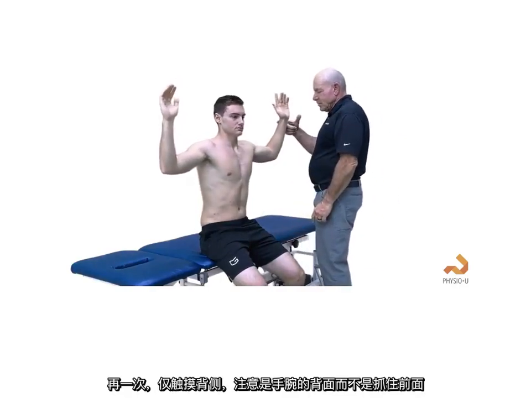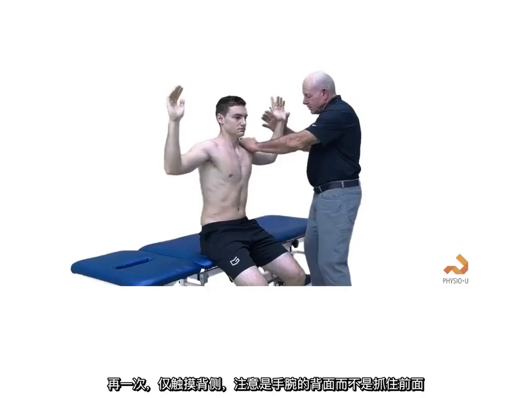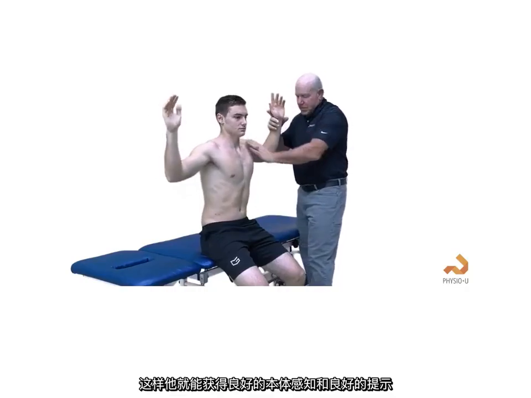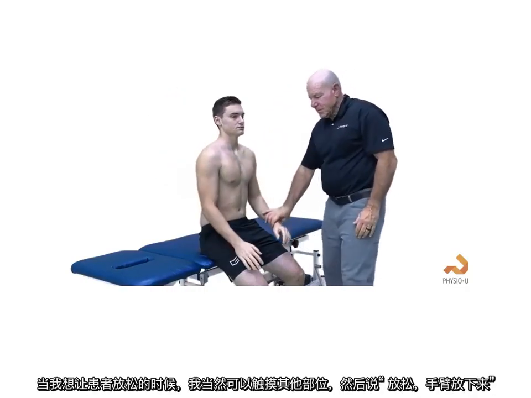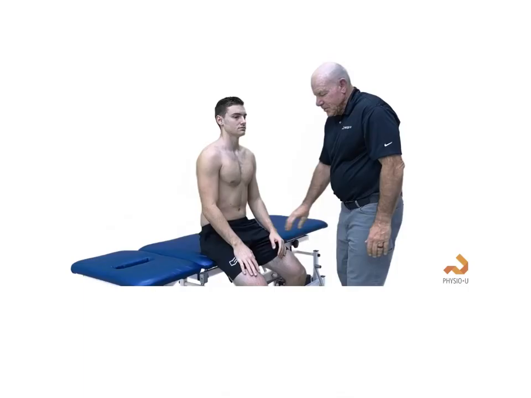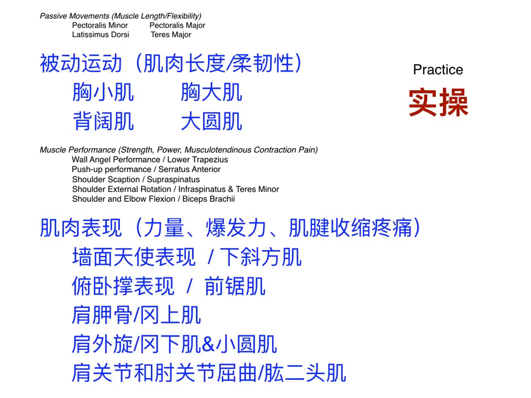Again, touching the back. Notice just the back of the wrist. I'm not grabbing around the front. I'm not wrapping my fingers around, just touching the point so he can have a good proprioception and a good cue. And when I want him to relax, I can certainly touch everything and say, hey, just relax, let your arms down, and we'll go from there. So a slow build up, slowly on, slowly off, and then touch the correct surfaces is the skill with doing manual resistance to get what you need.